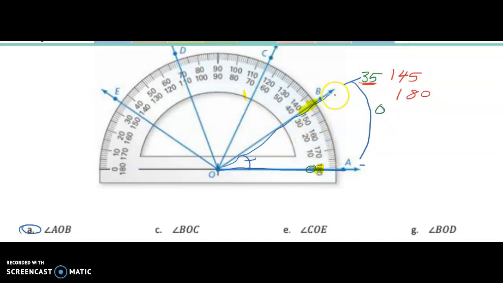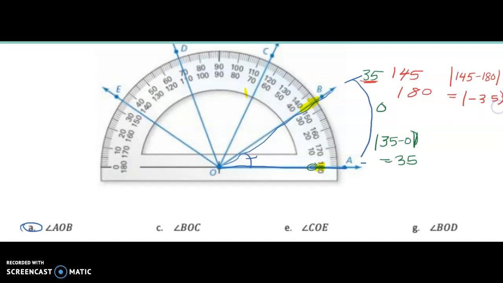So if we take the absolute value, that would be 35. Or if we take the absolute value of this, 145 minus 180, that would equal the absolute value of what? Negative 35, which, sorry, it's an absolute value, not a parentheses, which you remember from algebra is positive 35. So notice we get the same number. So the measure of angle AOB is 35 degrees.